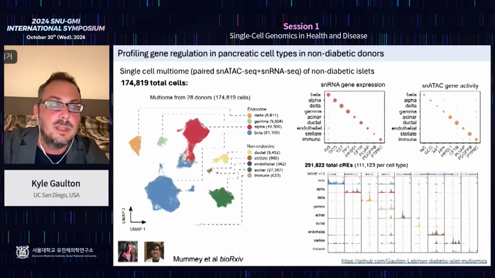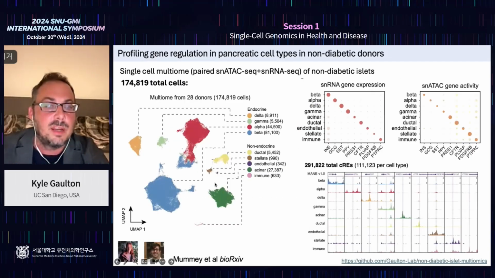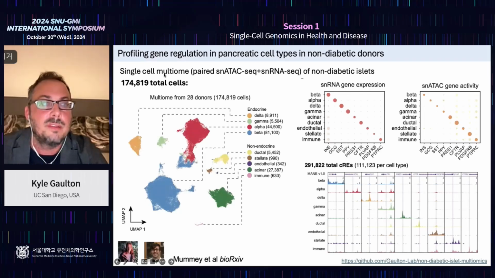So for the first study here, this is a paper that recently posted on bioRxiv that's in review, where we profiled a single-cell multiome, so again, paired ATAC-seq and RNA-seq, of individuals who were non-diabetic, so didn't have disease, and defined gene regulatory programs in each of the cell types in the pancreas.